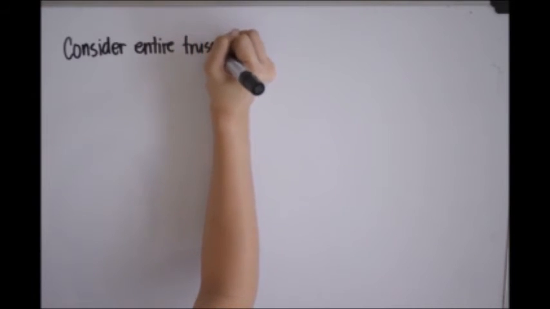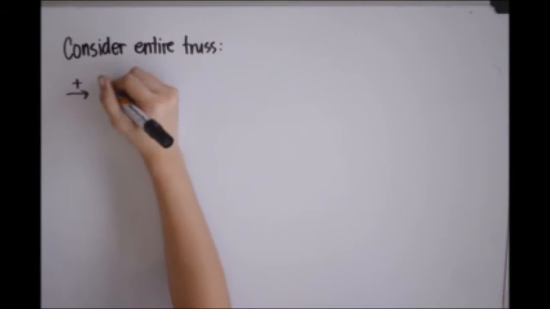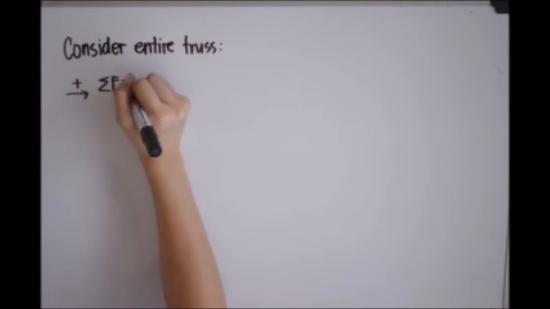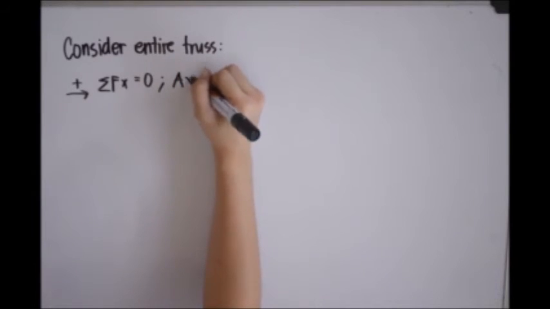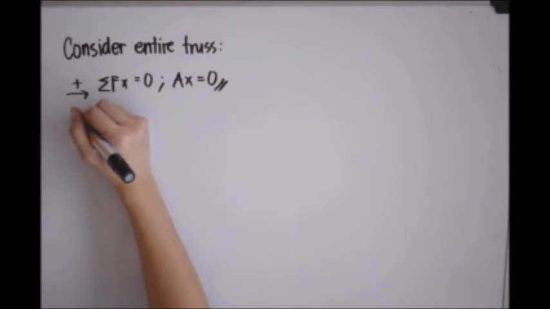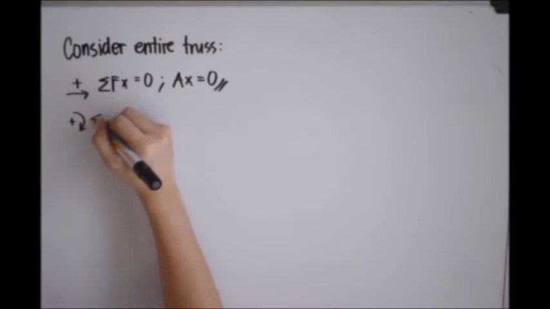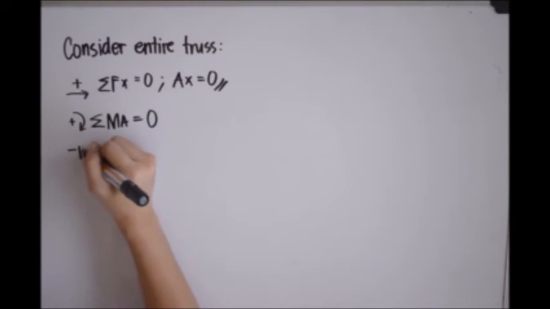Para makuha natin yung mga forces sa KJ, CD, at CJ, kunin muna natin yung mga reactions niya by considering the entire truss. So, summation of F of x is equal to 0. Ang Ax natin will be 0. Then, summation moment at A is equal to 0.